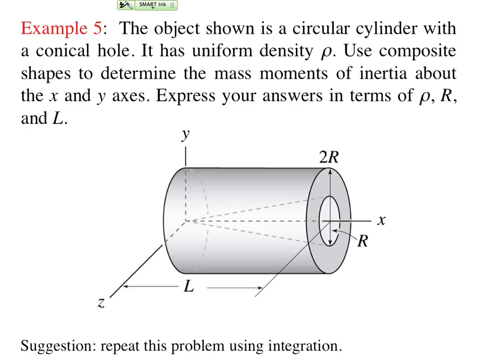has uniform density, and we want to use composite shapes to determine the mass moments of inertia about the x and y axes. We can express our answer in terms of density, mass density, and the dimensions r and l. We could also, after the fact, repeat this problem using integration to verify that we get the same results either way. So we'll do both of those.